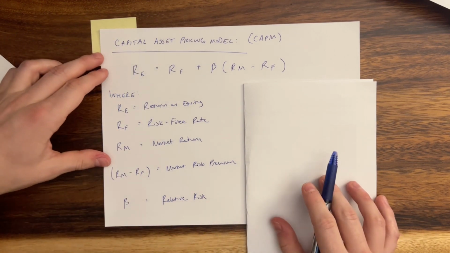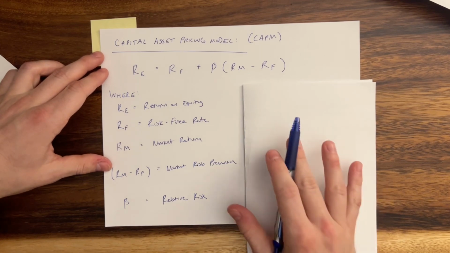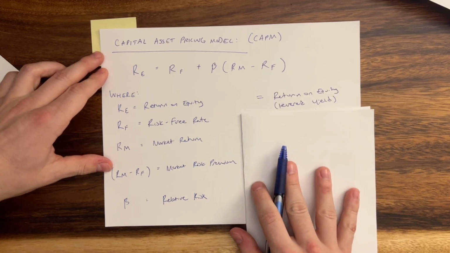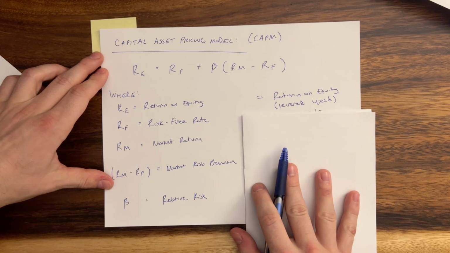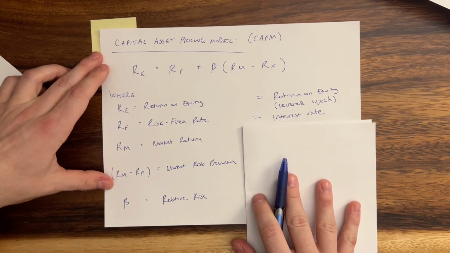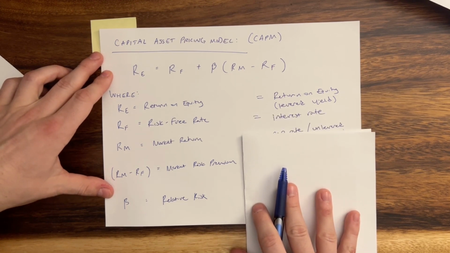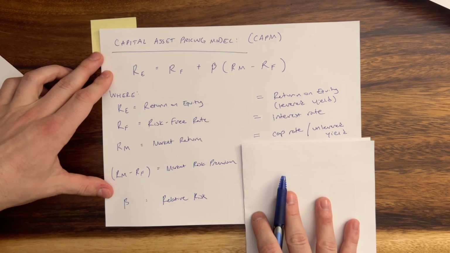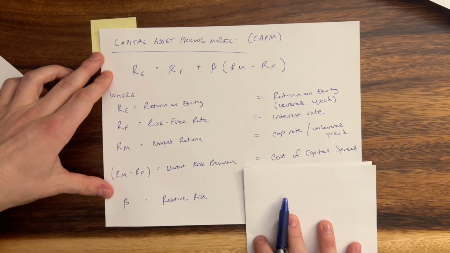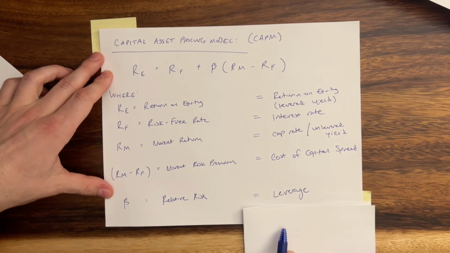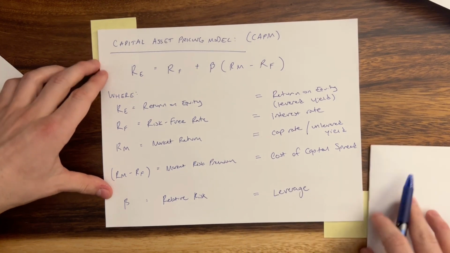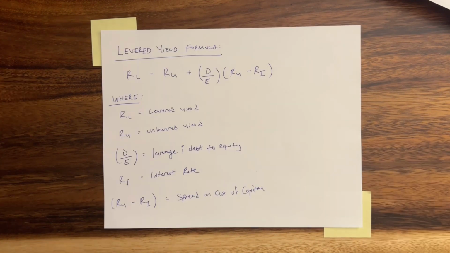And the way to use this formula is to think of the return on equity as the levered yield, the risk-free rate as the interest rate on your debt, the market return as the return on your asset, what some people call a cap rate or an unlevered yield. And in that context, the market risk premium is the spread on the cost of capital. And beta, rather than relative risk, is your leverage. So here's what that formula looks like now.